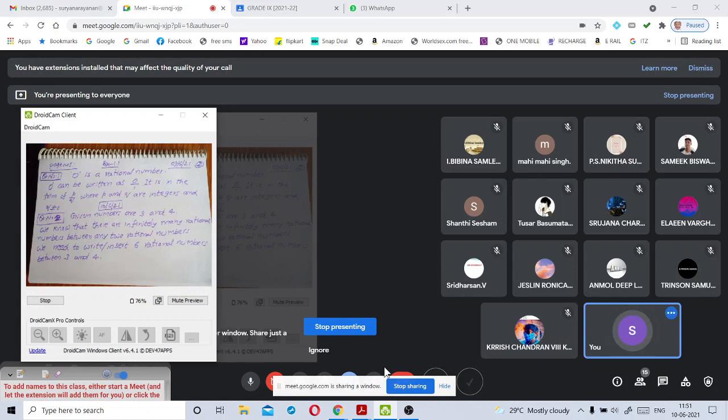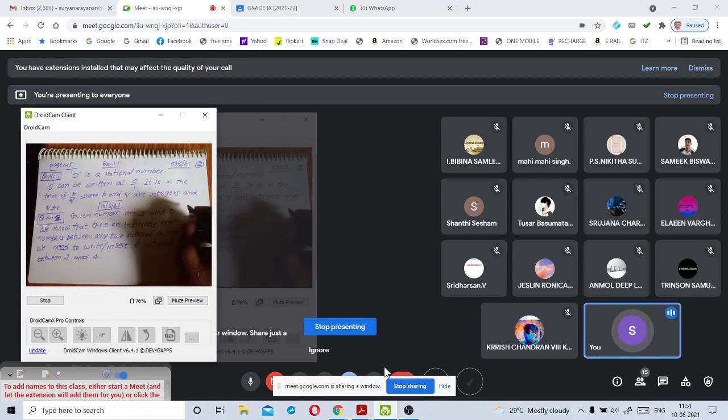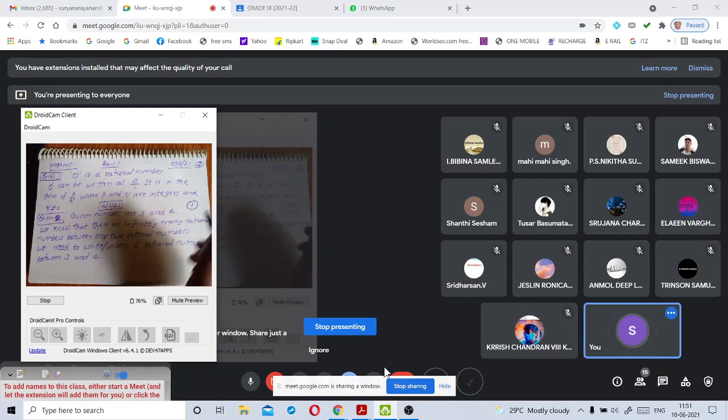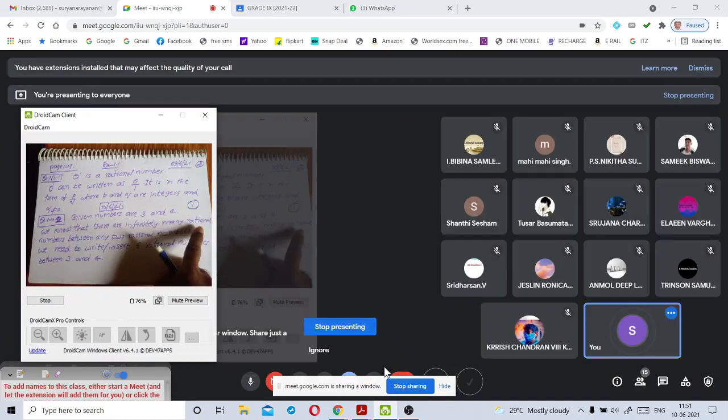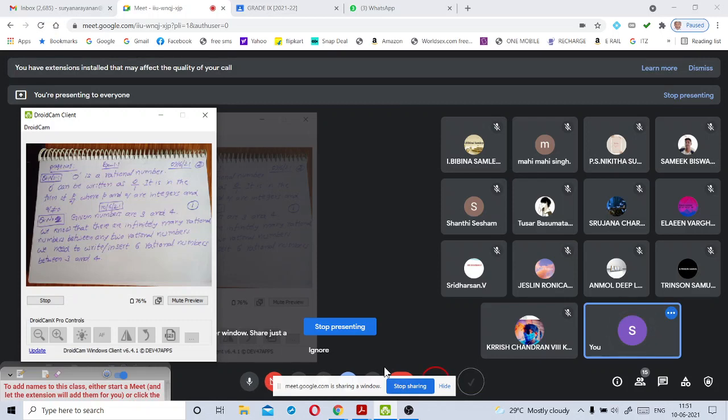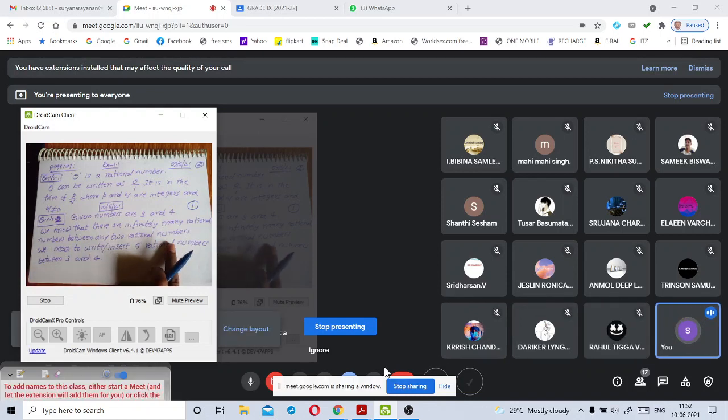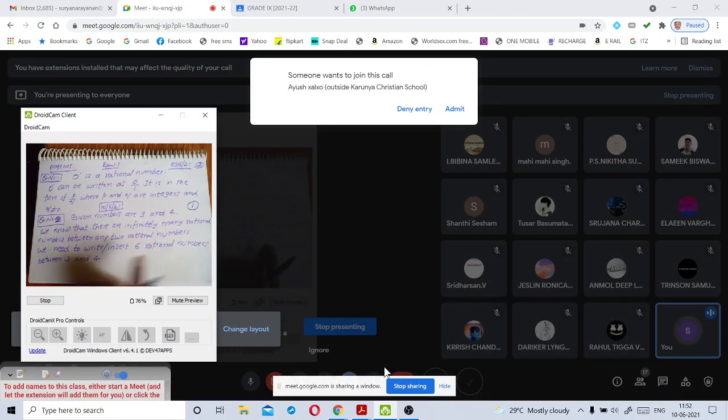Actually, there are infinitely many rational numbers between any two rational numbers. Okay, my dear children, please remember this point. Between any two rational numbers, there are infinitely many rational numbers. So I wrote that point. We know that there are infinitely many rational numbers between any two rational numbers. Okay, my dear children.